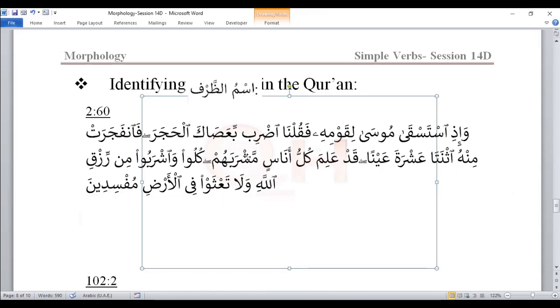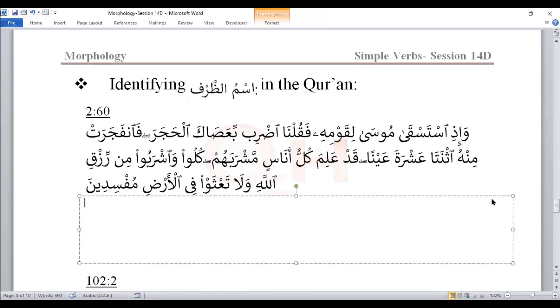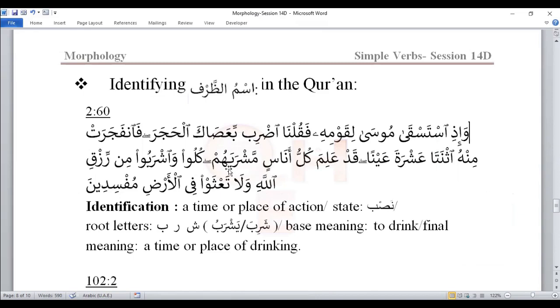Let's go over that. So our word is mashraba. What is the identification? This is a singular word, right? This is not like the mafa'il pattern. So in general, we are going to say this is a time or a place of action. What is the state? In this case, this is nasb.